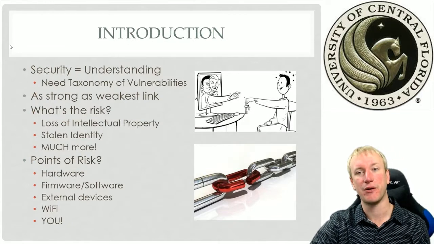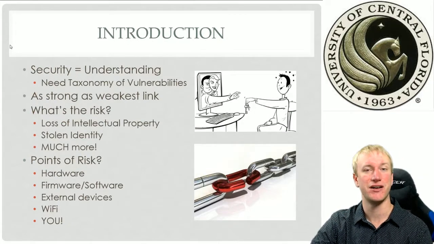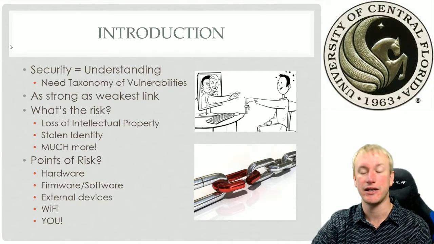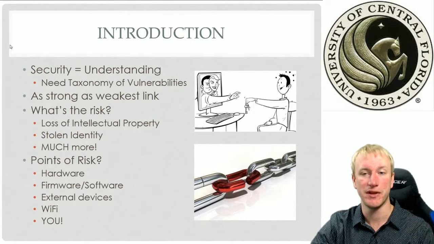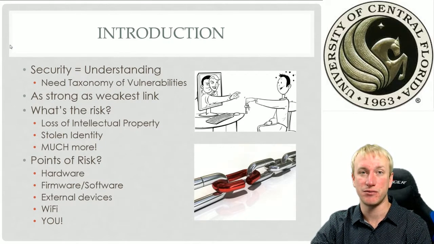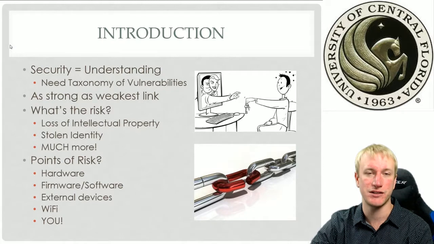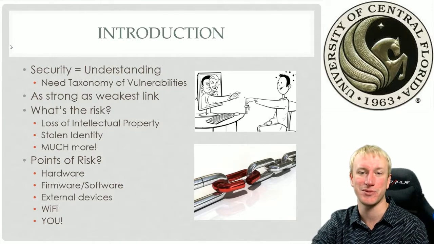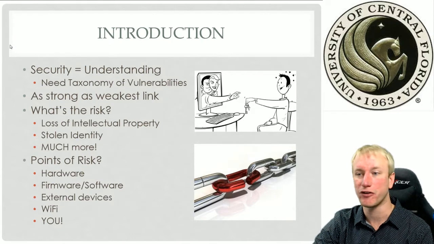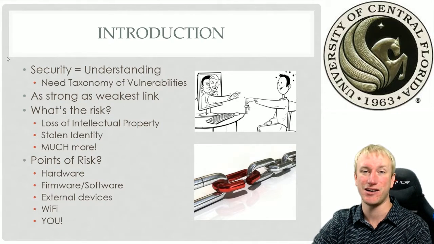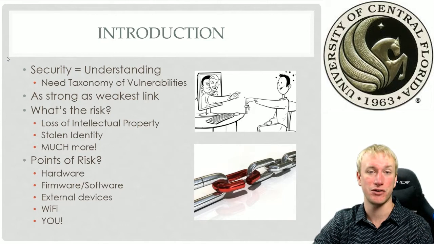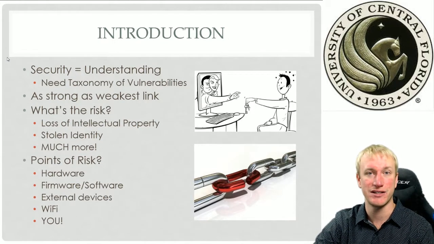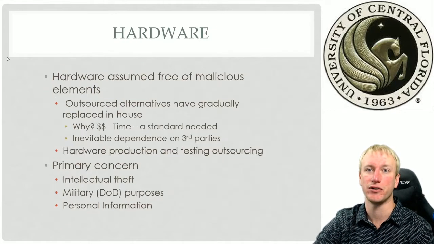So, knowledge is power. To be secure, you need to know a full taxonomy or list of all the different vulnerabilities that exist out there and how you can defend yourself from them. Typically, the biggest risk in a company is you as the user, so you want to eliminate that as the weakest link and leave it to the other parts that you're not responsible for. Like hardware, firmware, software, and those external devices. And a lot of those risks are, for instance, losing your intellectual property. So say you invented something, some other company can steal it, your stolen identity, and much more. That's just the tip of the iceberg.